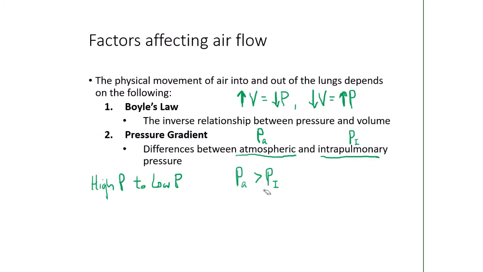So when atmospheric pressure is greater than lung pressure, then you are going to be inhaling. Okay, you'll be able to inhale. You breathe in, air rushes into your lungs. Conversely, if atmospheric pressure is lower than PI, then the air will go from high pressure from the lungs to the outside. So you will be exhaling. In order for you to breathe in and out, you must be able to create a pressure difference between the outside and the inside.